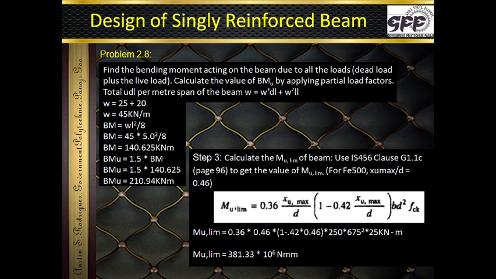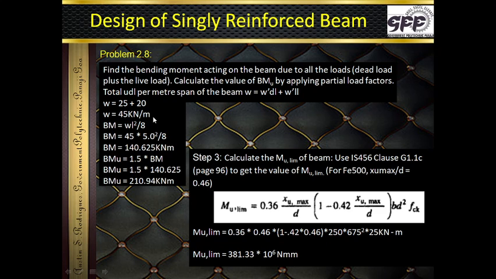Now the next step is to find the bending moment acting on the beam due to all the loads, that is the dead load and the live load. Calculate the value of bending moment ultimate by applying the partial load factors. Now what is the total UDL per meter of the span? Now total UDL will be UDL due to dead load plus UDL due to live load. So 25 plus 20, so total UDL is 45 kilonewton per meter.